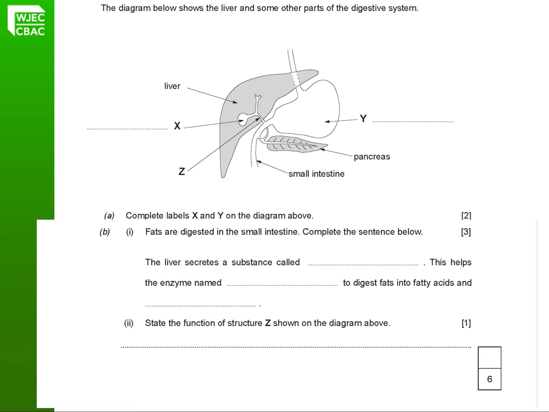So the first question, as you can see, is on the screen. This is showing you the liver and some parts of the digestive system. So I'd like you to have a go at answering those questions on the piece of paper that you have in front of you. If you need to pause the video as we're going through to give you time to answer the questions, please do.